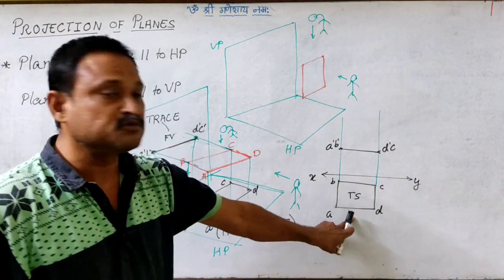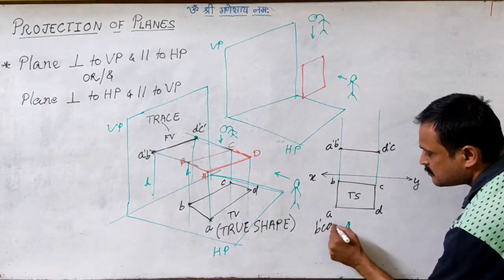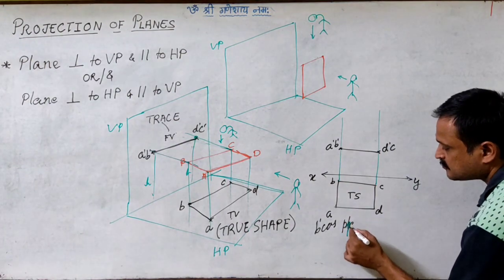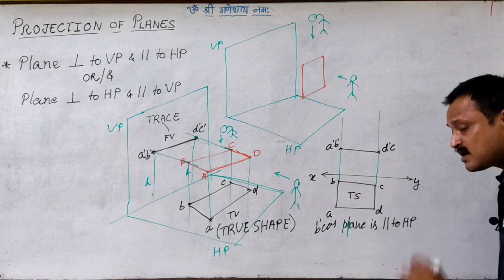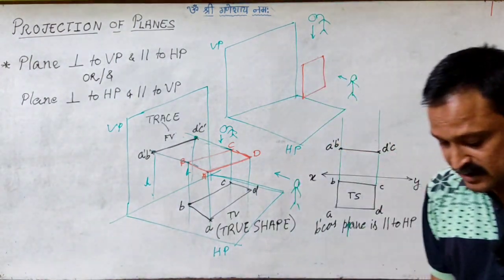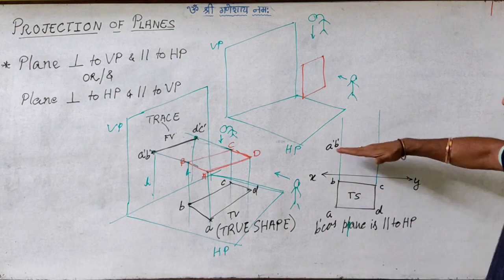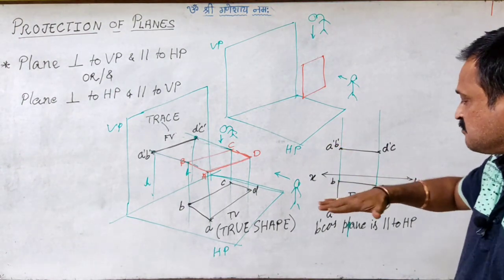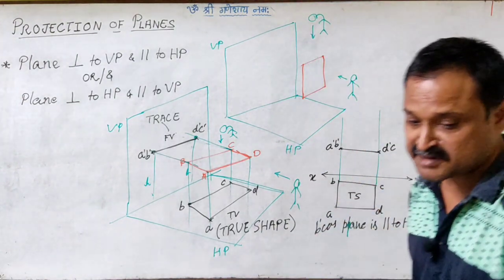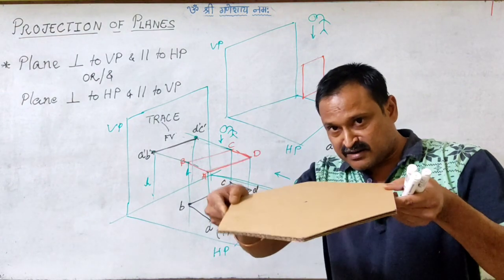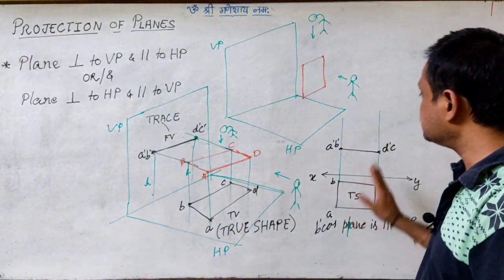Now why are we getting the true shape here? This is because the plane is parallel to HP. Now how am I ensuring that the plane is parallel? We have kept this condition perpendicular to VP and parallel to HP, right? Now we will be utilizing this condition because the trace can give me the inclination of this plane with respect to the given plane. So we are going to use that.